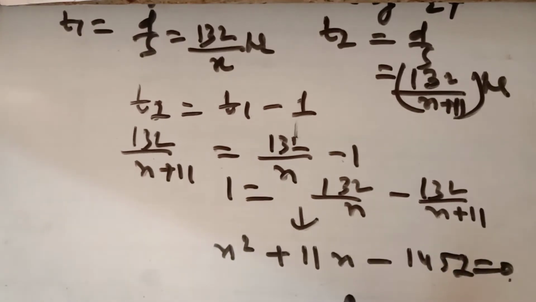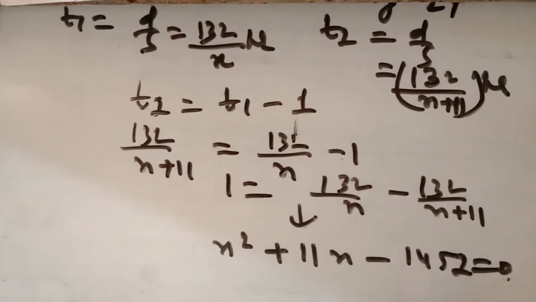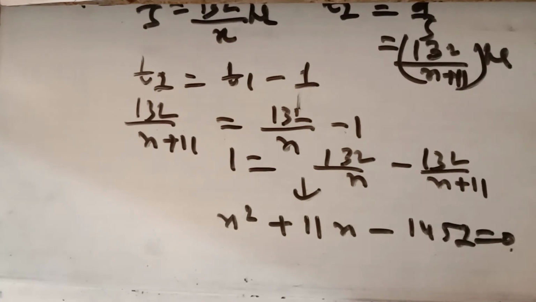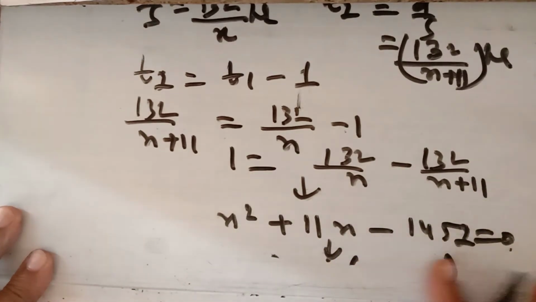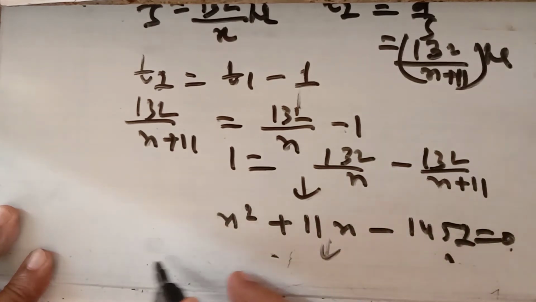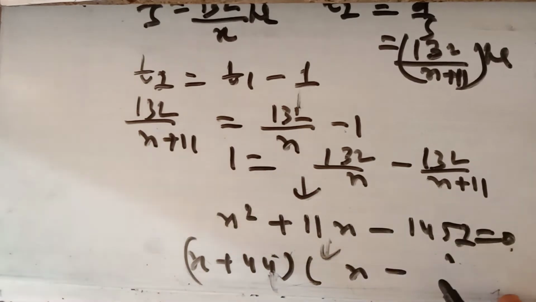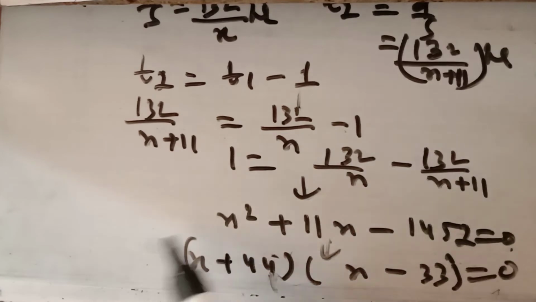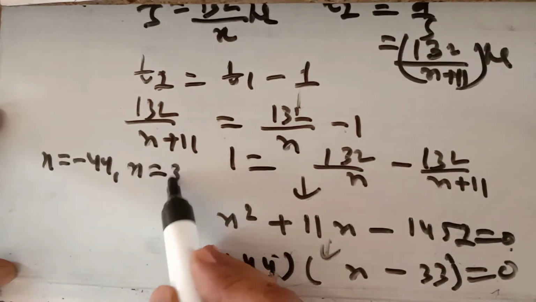This quadratic equation you will get when you subtract it and cross multiply it, and on splitting the middle term, I'm solving it again. You'll get the factors as (x plus 44) into (x minus 33) equal to 0. So the value of x is minus 44 and the value of x is equal to 33.